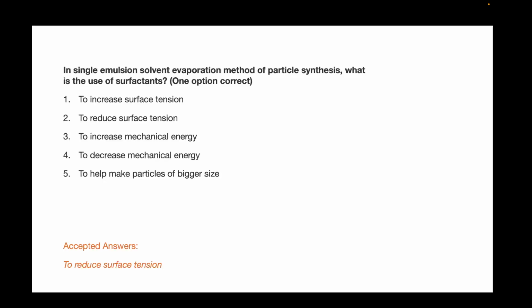the evaporation method of the particle synthesis, the surfactants, as you know, have both hydrophilic and hydrophobic ends, right? We are using two different phases, the oil phase and the water phase. Now that you have created an emulsion, there are small droplets of the oil phase in the water phase. To stabilize this oil phase, we use these surfactants. They interact with the droplets of the oil phase and stabilize them in a medium of the water phase by reducing the surface tension.